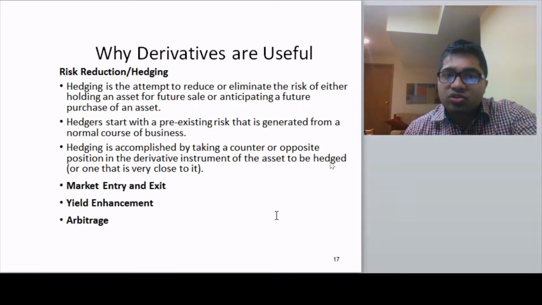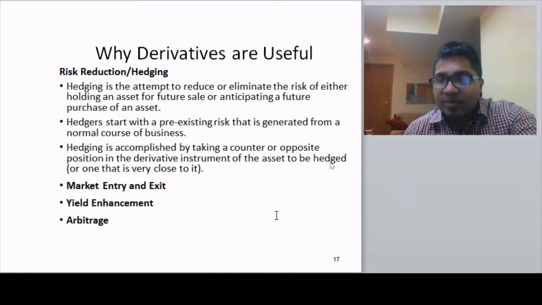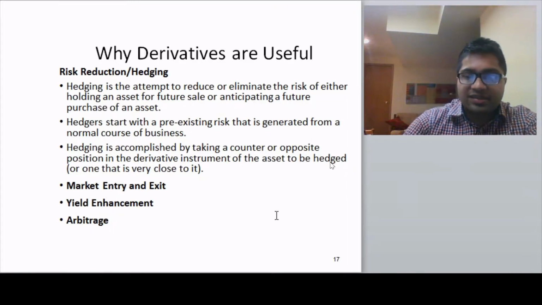Then you can also use derivatives for market entry and market exits. Sometimes it is very difficult to buy or sell stocks. So if you want to take advantage of the price going up or down, you can easily do it in futures rather than actually selling and buying stocks. Then you can enhance your yield, so you can bet and increase your yield, or you can arbitrage, which means buying in one market and selling in another.